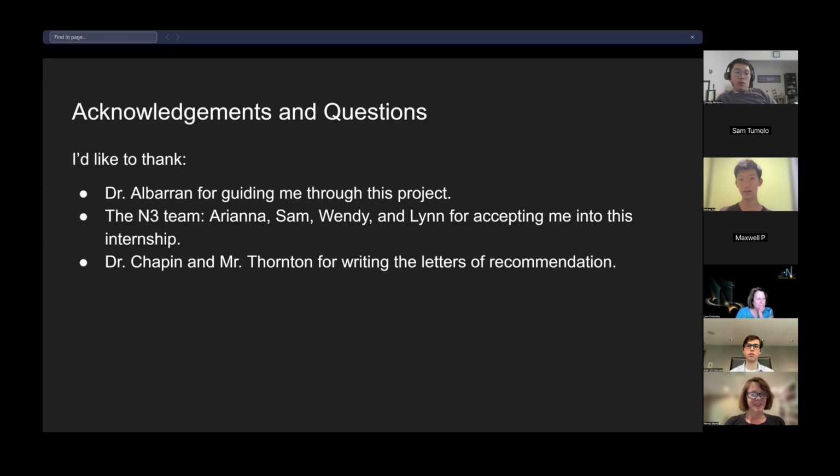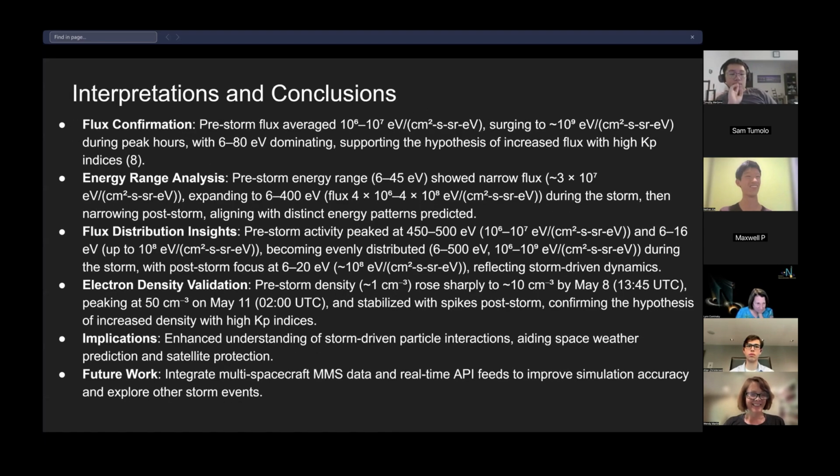Why don't you move on to your conclusion slide? Thank you. So for the conclusion, the pre-storm flux averaged around a lower eV and then surged to a higher eV during peak hours, and so this supports the hypothesis that increased flux has a direct correlation to higher Kp values.